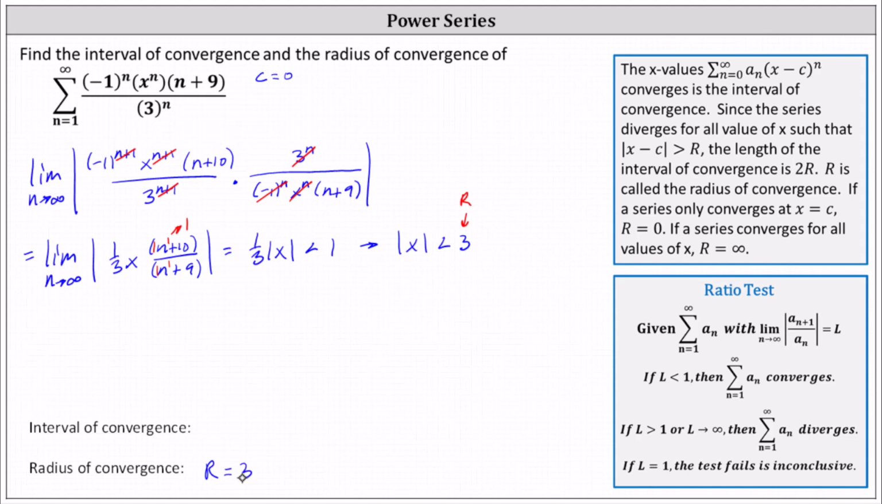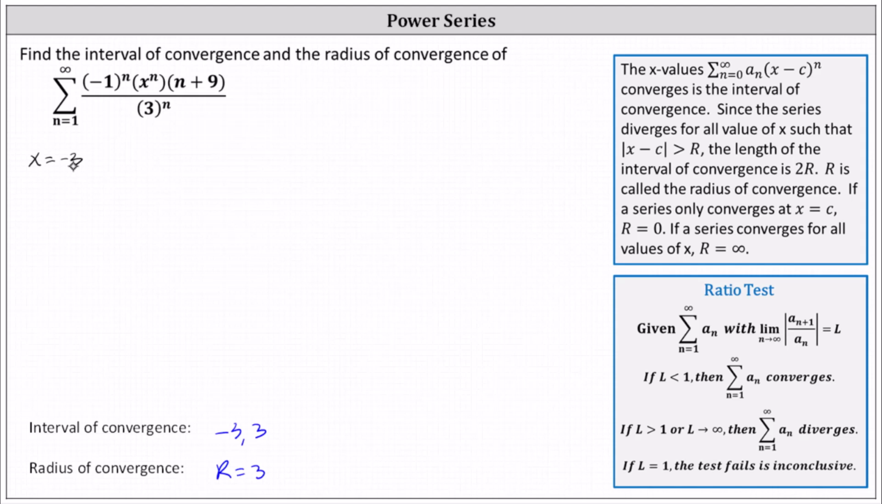And again, because the power series is centered at 0, we now know the power series is convergent on the open interval from 0 minus r to 0 plus r, which gives us the open interval from negative 3 to 3. This may or may not be the interval of convergence. We still have to test whether the power series converges or diverges at the endpoints. But we do know the interval will start at negative 3 and end at positive 3. Let's check the endpoints on the next slide.